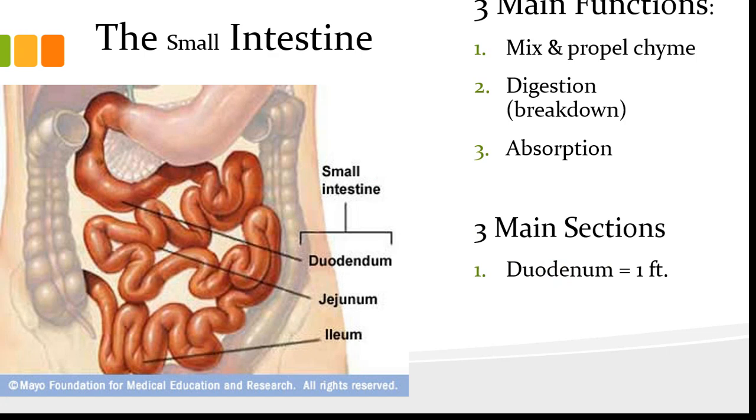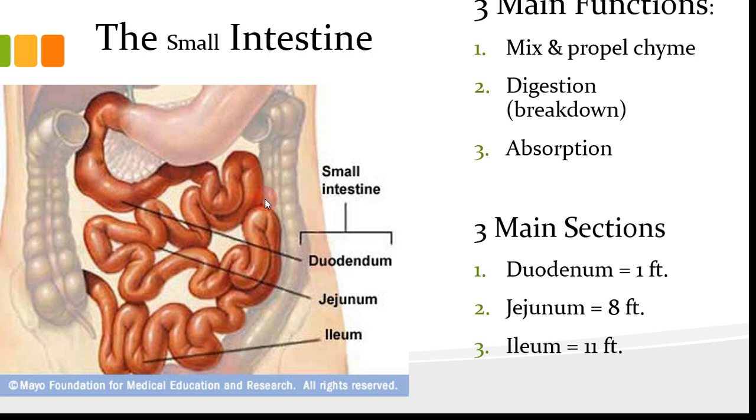But most people do pronounce it duodenum. Then comes the jejunum. Notice how long it is. So the duodenum's about 1 foot long. Jejunum about 8 feet. And the ileum, the last part of it, is about 11 feet long. So that is a long tube right there.